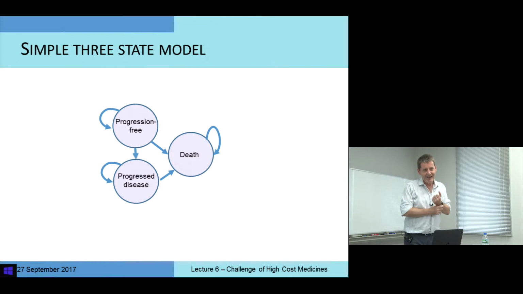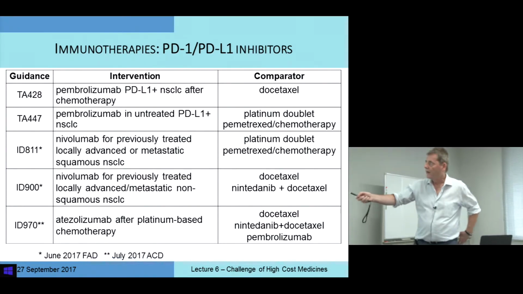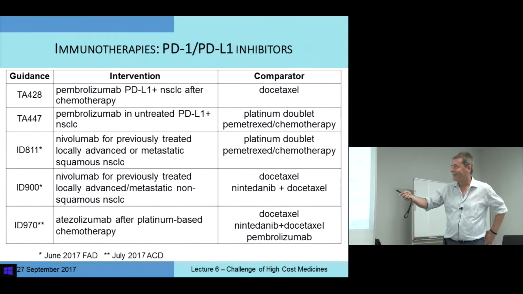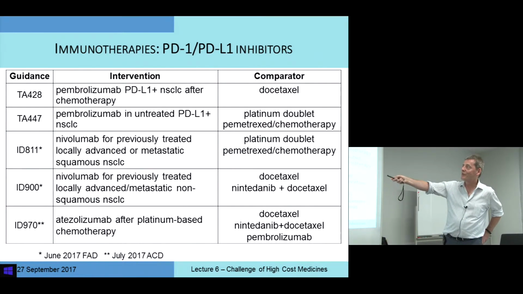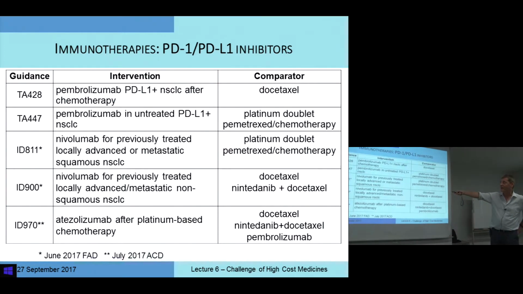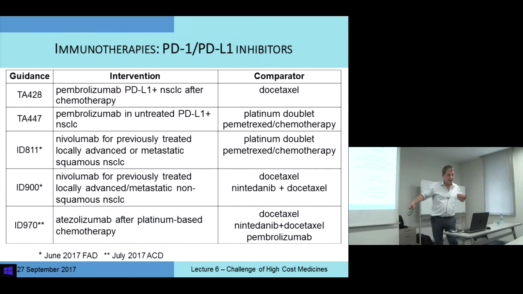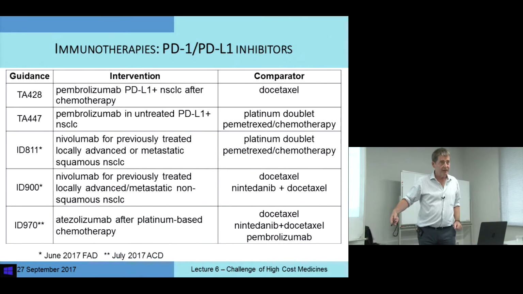Does that? Yeah, because I mean, I think I didn't spend any time on it, but if we go back, in this one, oops, sorry. This was pembrolizumab after chemo, and this was pembrolizumab in untreated disease. And so they're separate models because the data is going to be different, the transition probabilities are going to be different.